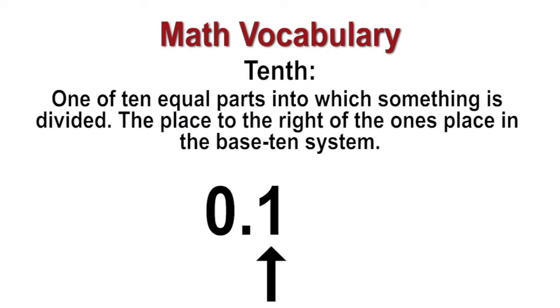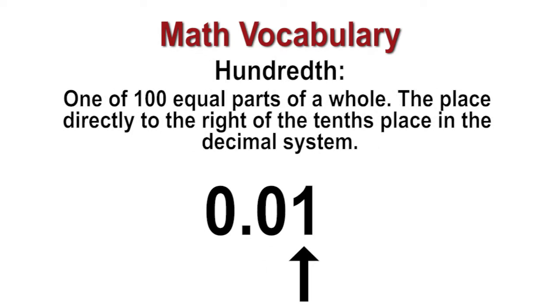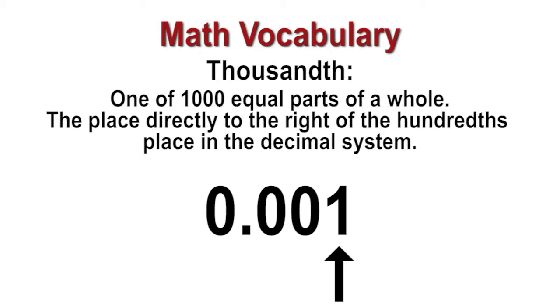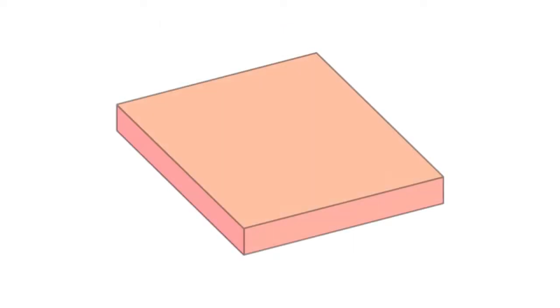A tenth is one of the 10 equal parts of a whole and is to the right of the ones place. A hundredth is one of the 100 equal parts of a whole, and its place is just to the right of the tenths place. A thousandth is one of the 1,000 equal parts of a whole, and its place is to the right of the hundredths place.